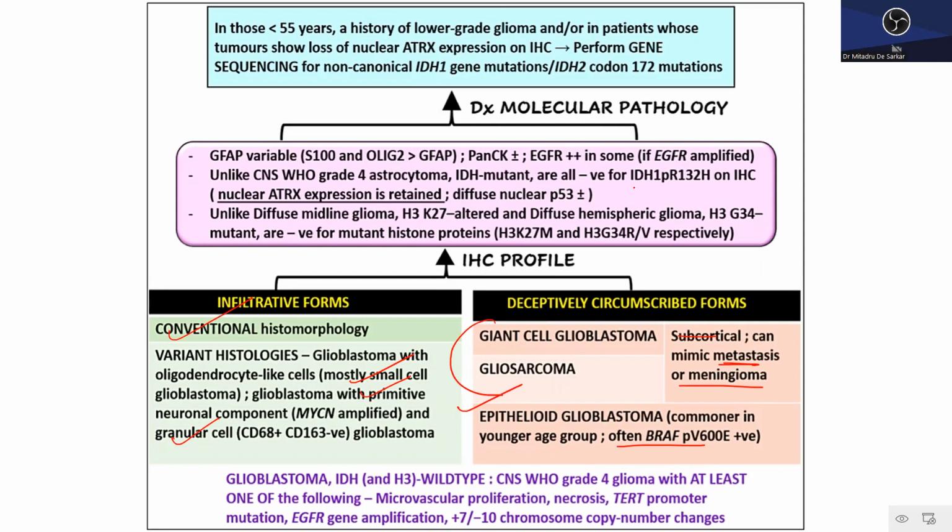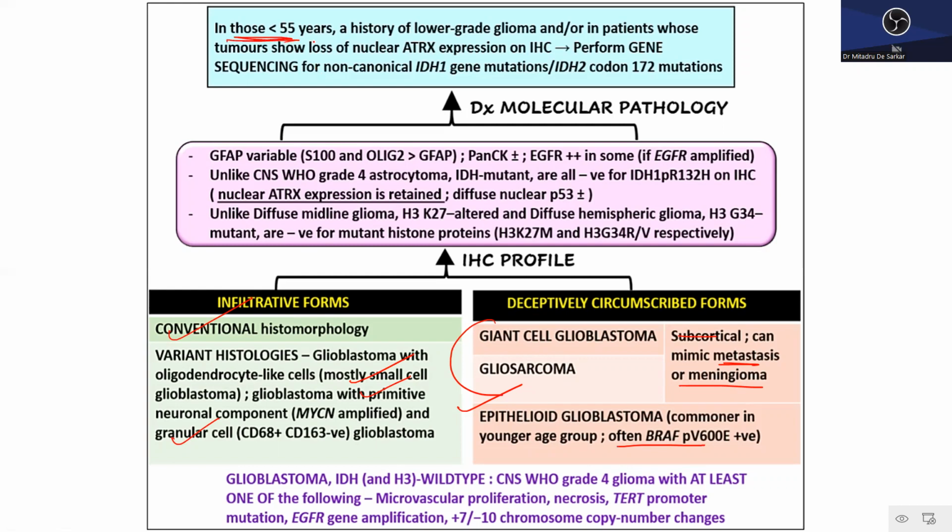So it's important: which patients should you analyze by gene sequencing if you come across a glioblastoma of the IDH wild type? The rule is that if the patient is more than 55 years of age and has a history of less than 6 months duration, and if you are showing that IDH R132H IHC is negative and ATRX is retained, then most likely this is not an IDH mutated category. So in that case, you probably do not need to go in for genetic sequencing.